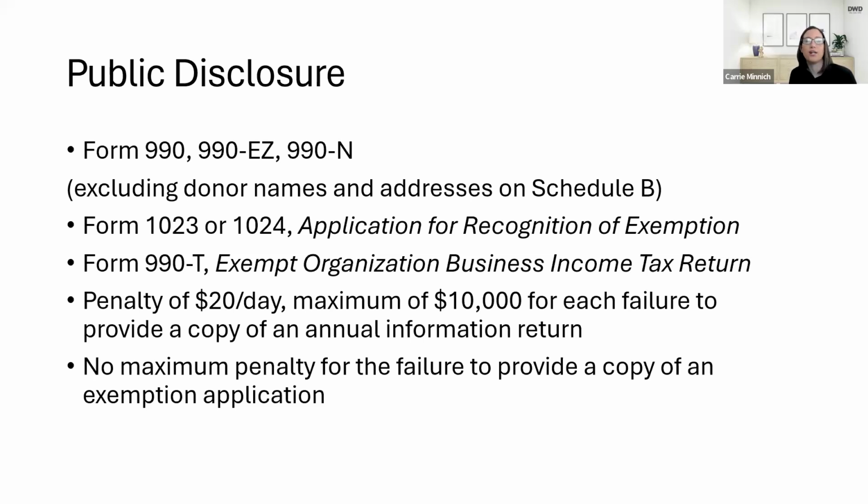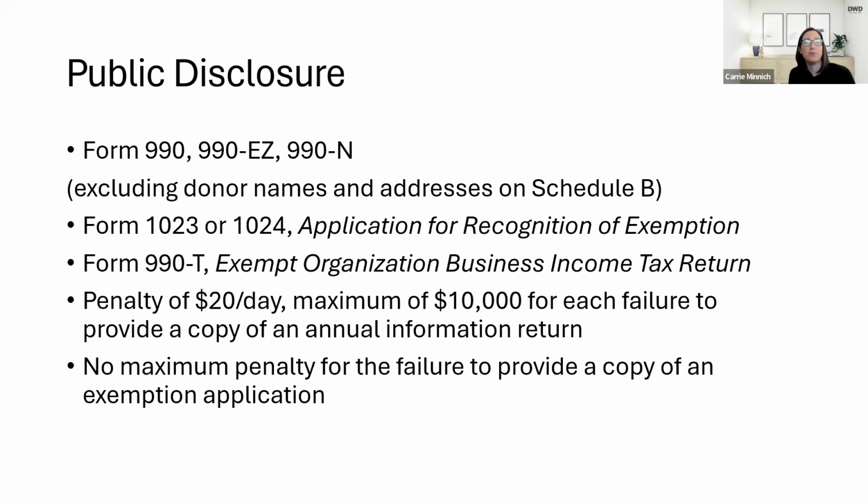So make sure that you're not making those available to the public. Along with your Form 990, your application for exemption that you filed with the IRS, Form 1023 or 1024, is also open to public inspection, as well as Form 990T, which is the form that reports any unrelated business income.